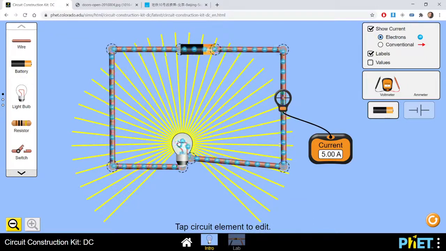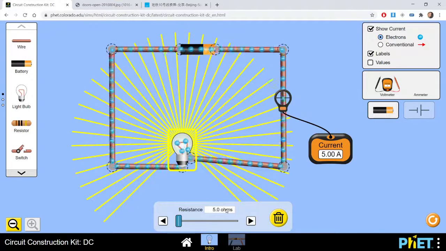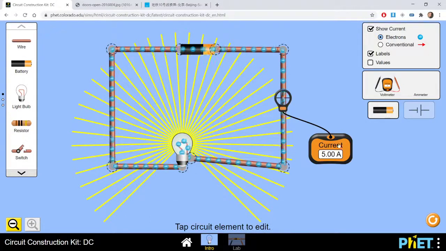You can do the same with the bulb. The way I've set mine up is to have a resistance of 5, and the units for resistance are ohms. So when I've got a resistance of this bulb of 5 ohms, I get a current of 5 as well. The units of current are something called amps. We're going to do a whole proper lesson on current another time, so you just need to know that it's 5 for the time being.